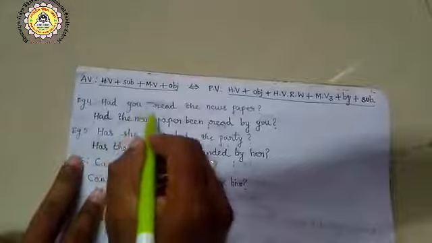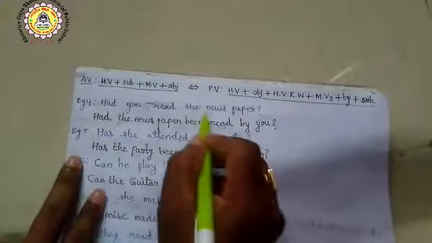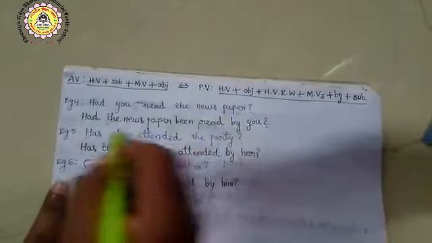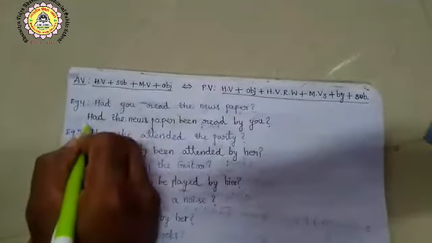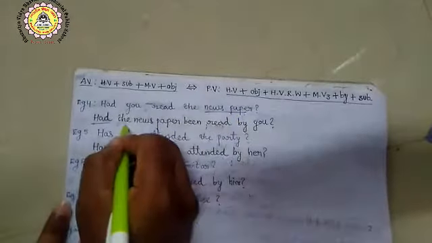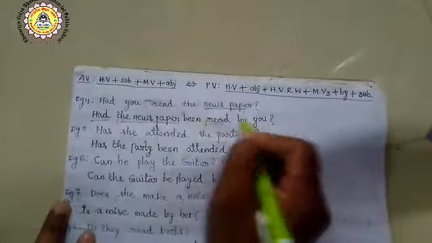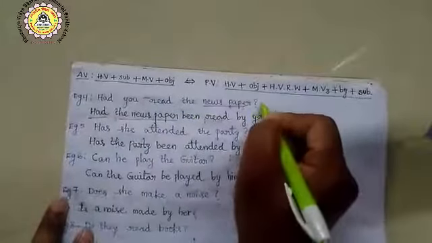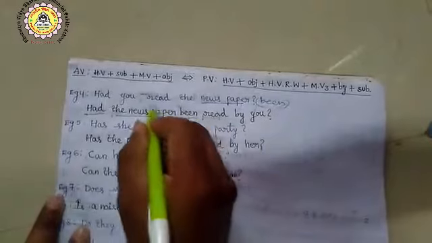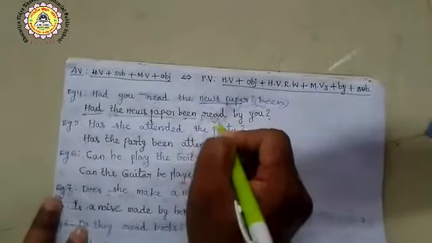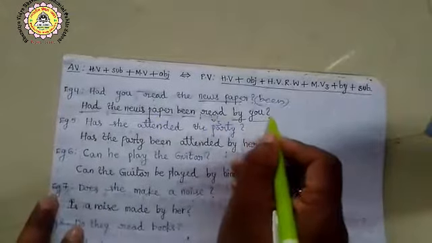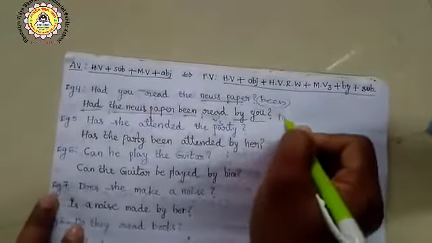Then example 4. Had you read the newspaper? So see, the helping verb had we have taken, then the object, the newspaper. Then the helping verb related word is been, so been we have taken. Then read, the past participle V3, then by you. Had the newspaper been read by you is the answer in passive voice.